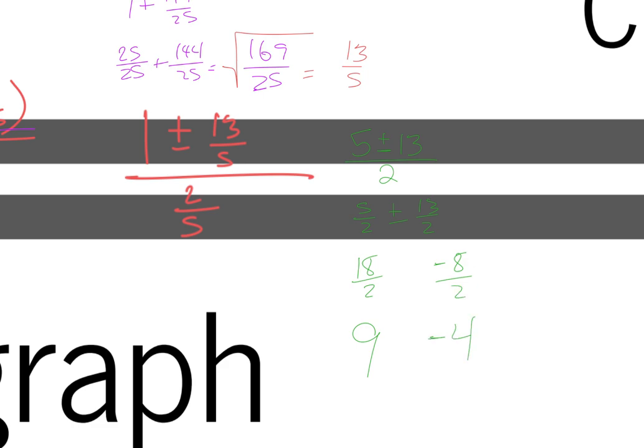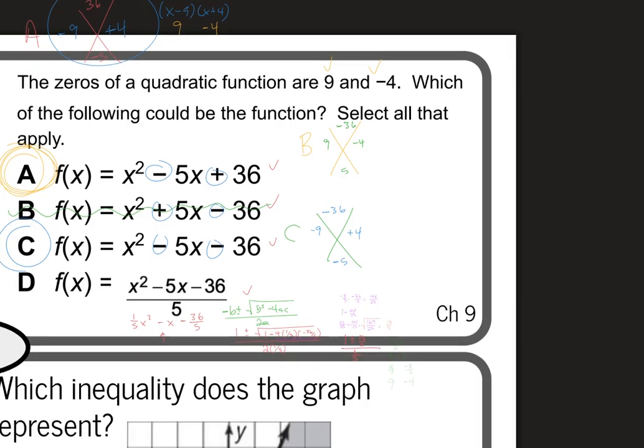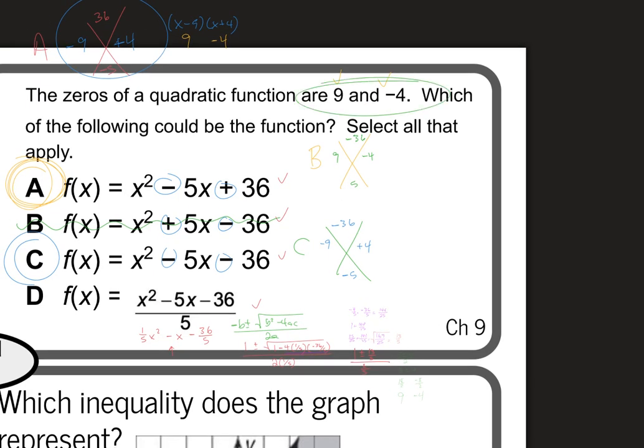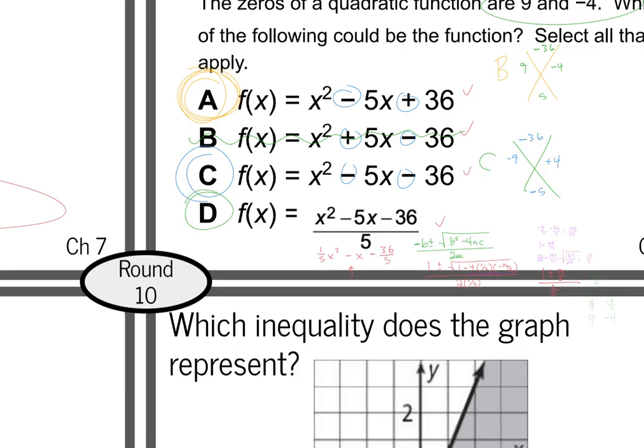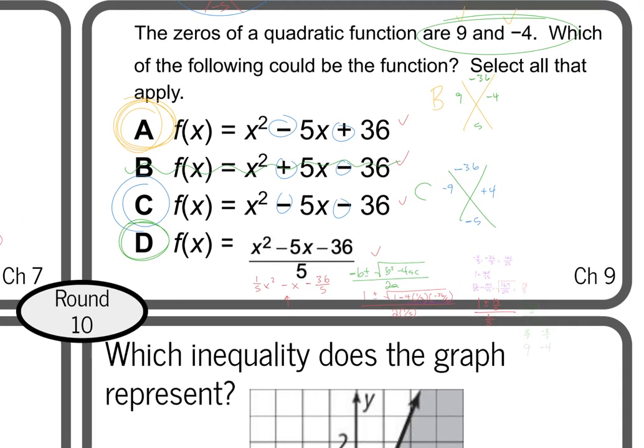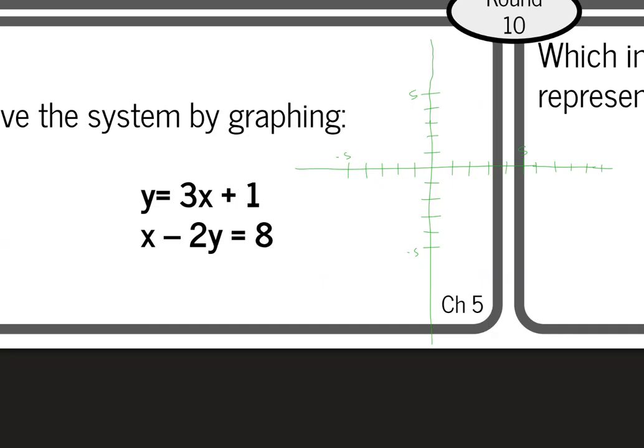Do you remember what we're even doing? We are finding out if 9 and negative 4 are solutions to that thing, and check it out. 9 and negative 4 are indeed solutions that work for that. Solve the system by graphing.